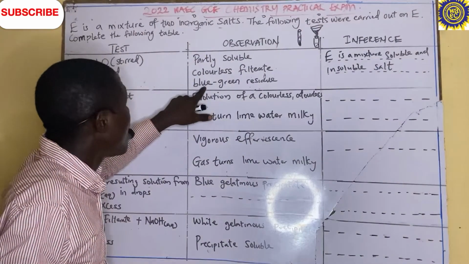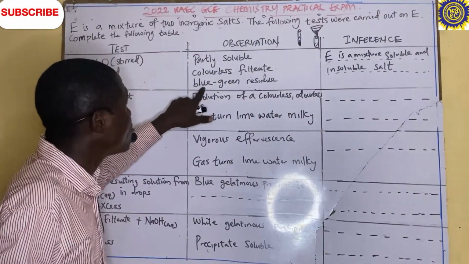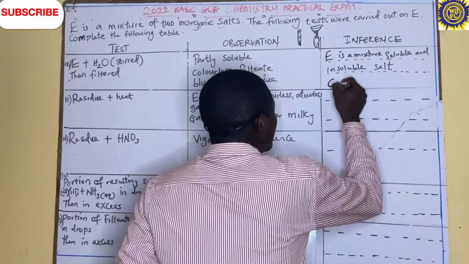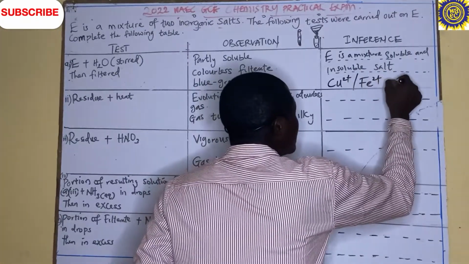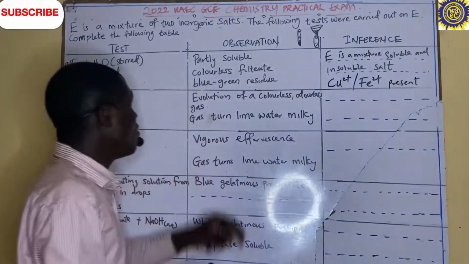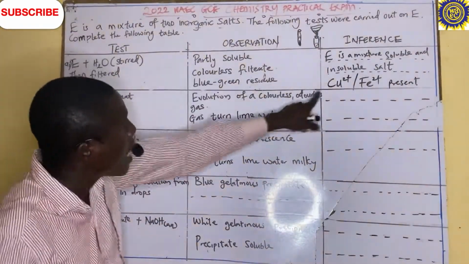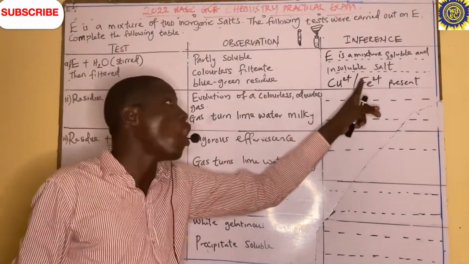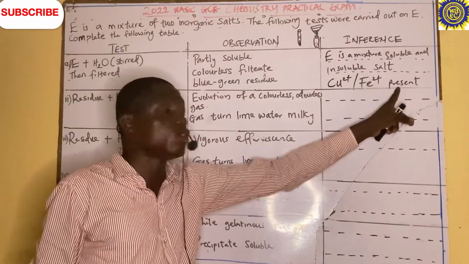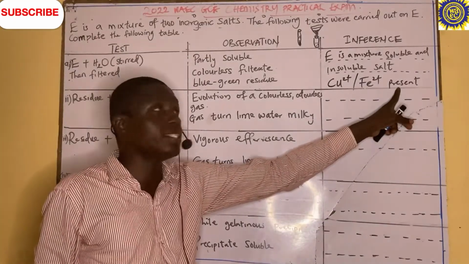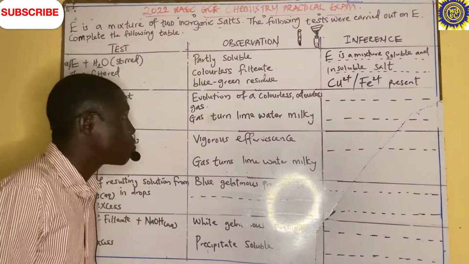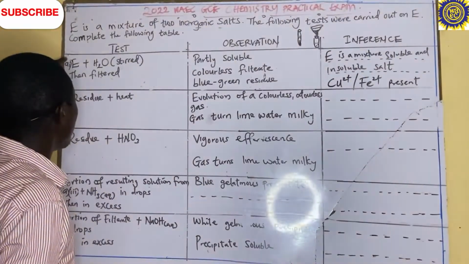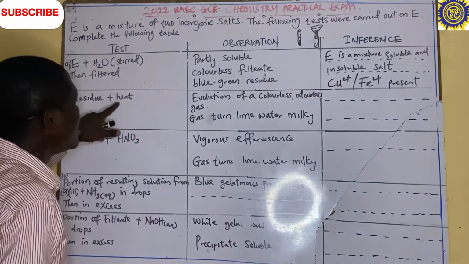So now, when you're having blue here, it means that you can either have copper or iron. So here we can say, Cu2+ or Fe2+ present. Because we have a blue-green residue, we can say either copper, which is blue in color, or iron 2+ is present. So, copper 2+ or iron 2+ present. So, that's that about question A, Roman figure 1. Roman figure 2 now, that's a residue plus heat.